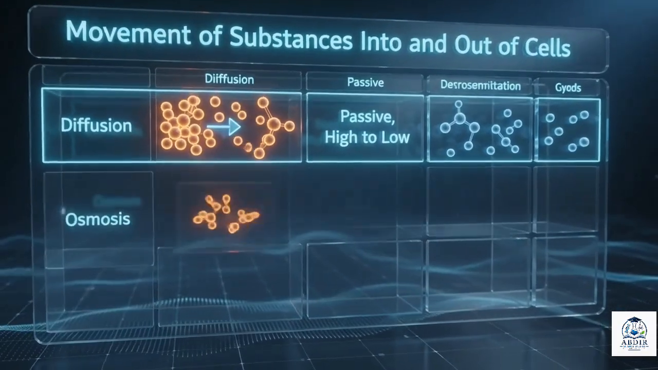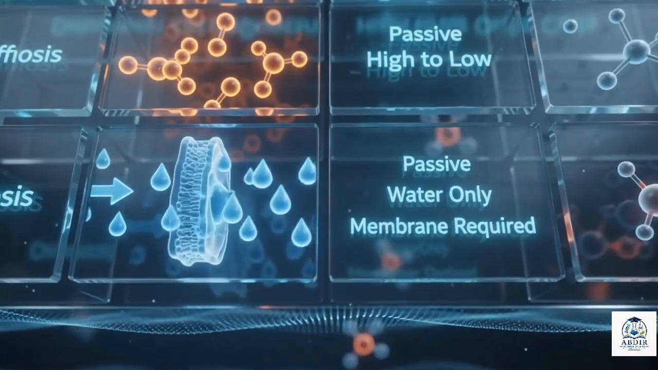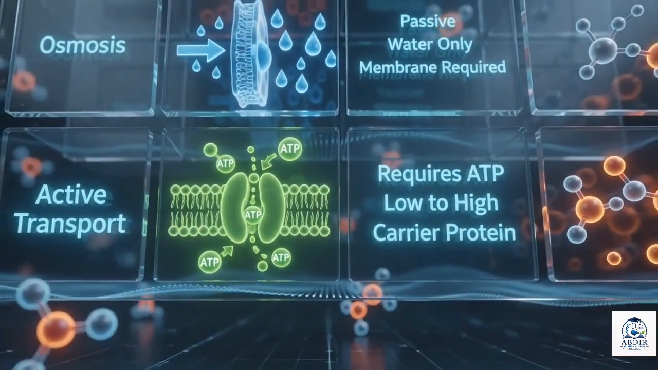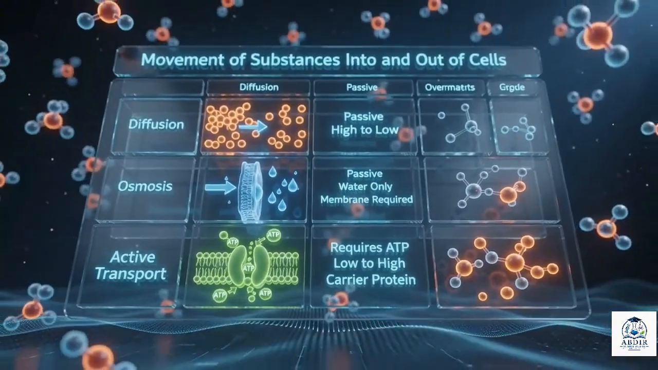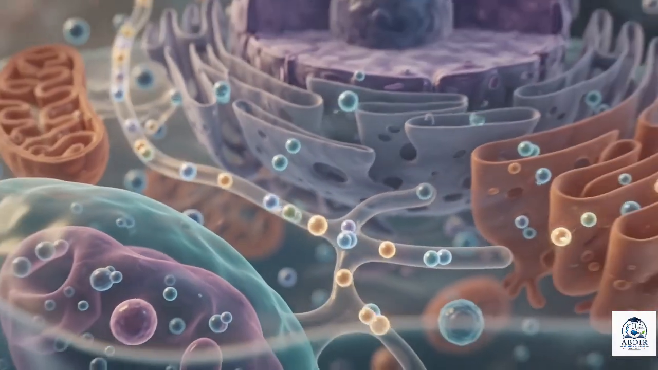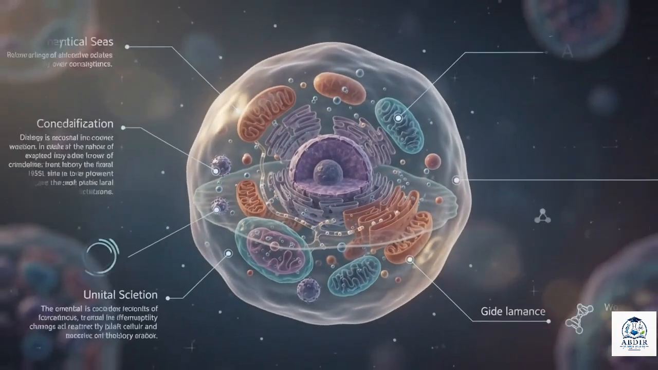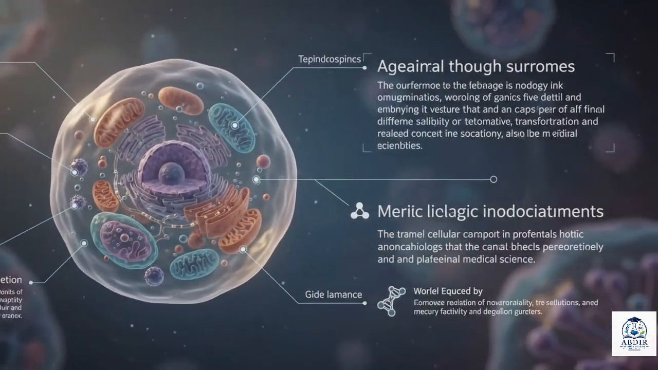In summary, diffusion moves particles down gradients passively, osmosis moves water across membranes, and active transport expends energy to move solutes uphill. Mastering these cellular transport mechanisms unlocks the foundation of physiology, plant biology, and medical science.